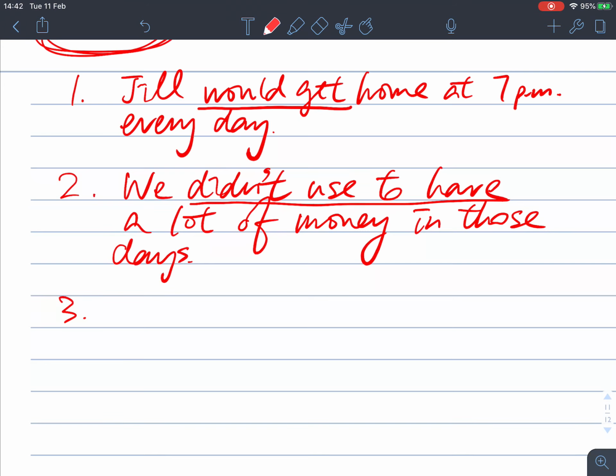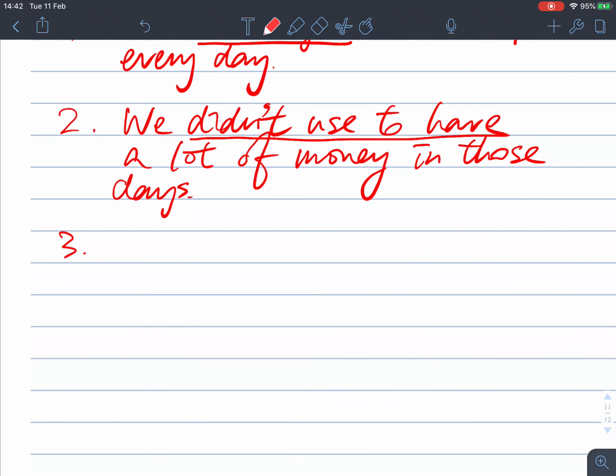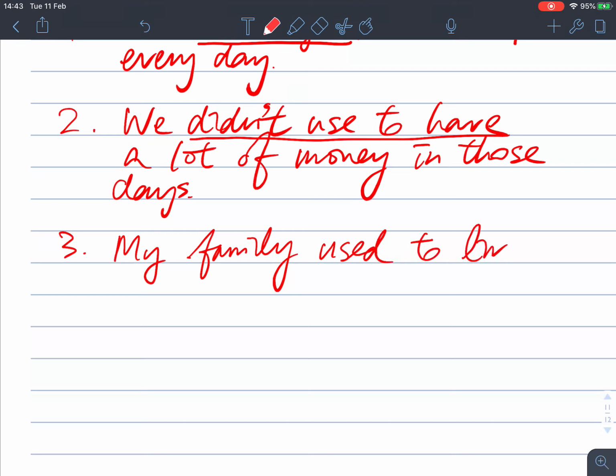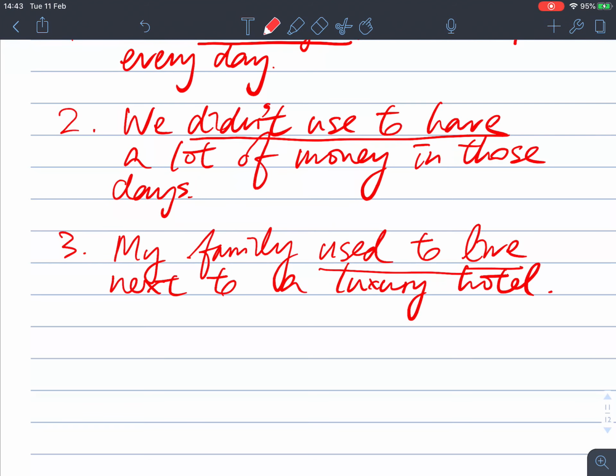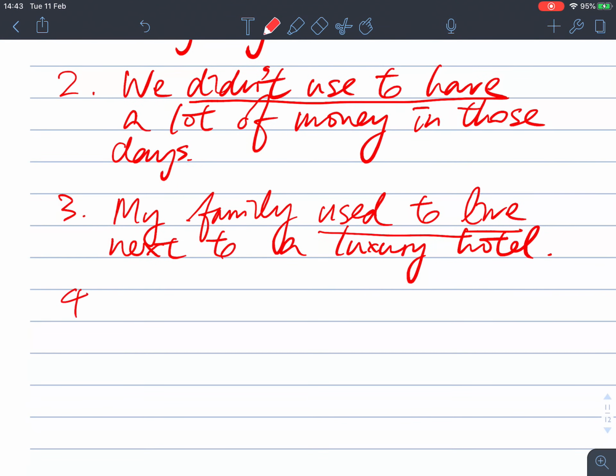Okay, and then number 3, my family used to live next to. So live, it should be an action. So my family used to live. Sorry, it's a state, not action. So used to live next to a luxury hotel.